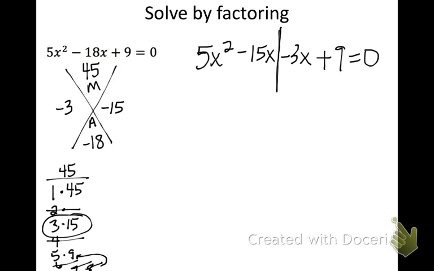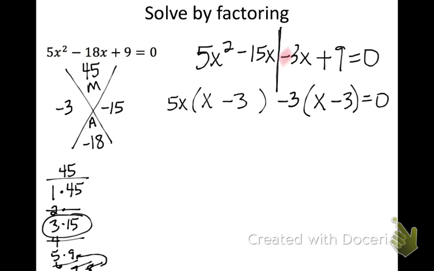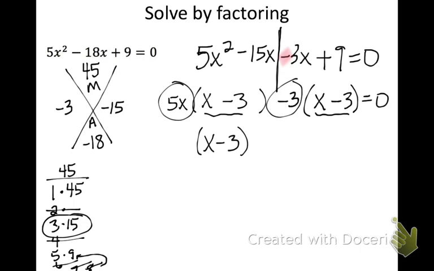Okay, so with the first pair, we're going to pull out a 5x. If I divide them by 5x, I get x minus 3. And in the second pair, notice how it starts with a negative. Anytime it starts with a negative, you're going to need to pull a negative out. So we're going to pull out a common factor of -3. If I divide them by -3, I get x minus 3. Make sure that these are the same. And then we have x minus 3. And then 5x minus 3.